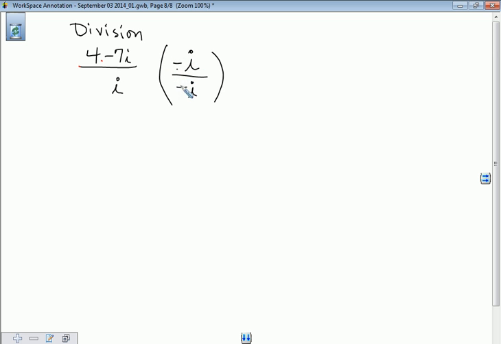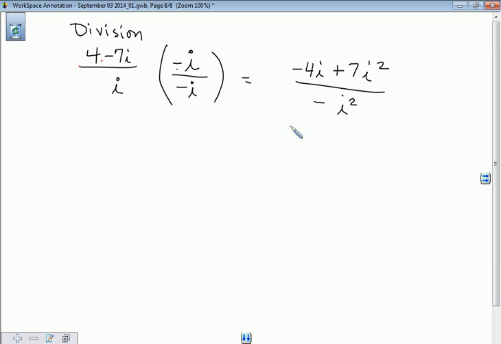Okay. Have I changed the value of this expression at all if I'm multiplying by -i divided by -i? None. I'm really multiplying by a value of 1, aren't I? So I'm not changing the value of this expression at all. I'm just changing the form. I'm just changing the way it looks. So I'm going to distribute the -i through the numerator, and I get -4i plus 7i squared. And I'm going to multiply the denominator, I get -i squared. Does everybody follow that?